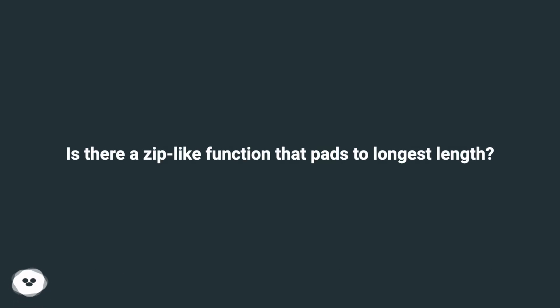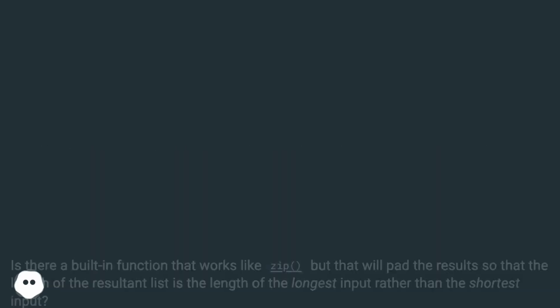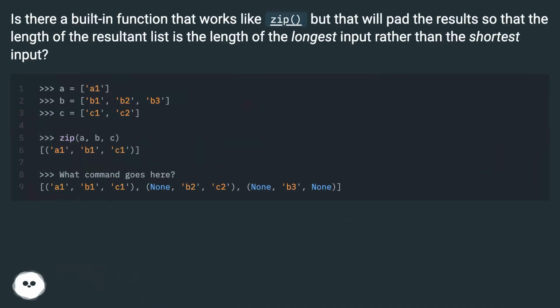Is there a zip-like function that pads to longest length? Is there a built-in function that works like zip, but that will pad the results so that the length of the resultant list is the length of the longest input rather than the shortest input?